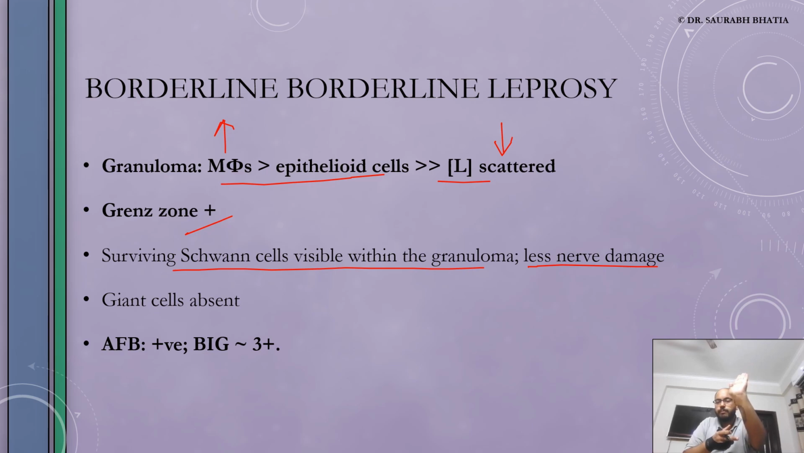Let's imagine if my palm is the plaque and my arm is the nerve. If the nerve gets infiltrated, the plaque loses sensation. Okay? So in the tuberculoid pole, individual nerve trunks are affected, while in the lepromatous pole, there is a diffuse infiltration of cutaneous nerve. Nerve damage would be less. Giant cells are absent. AFB is positive because now we are moving towards those spectrums in which the body is not able to kill the bacilli. And the bacillary index is about 3+. Let's move forward.